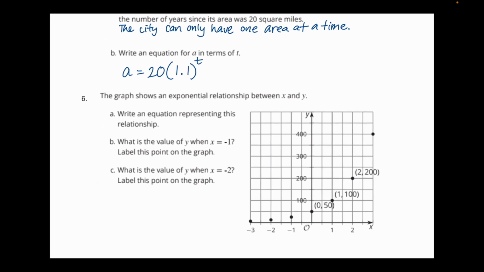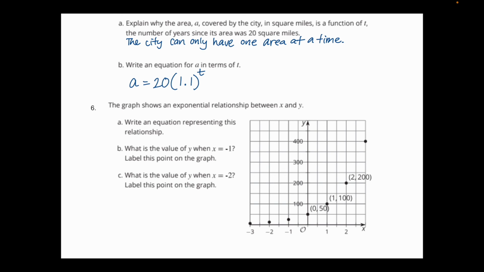That brings us to question 6, the last question here. This graph shows an exponential relationship between x and y. We want to write an equation representing this relationship, and then answer parts B and C afterwards. Those are going to deal with negative exponents and some things like that. So we need two things. We need an initial value and we need a growth factor.